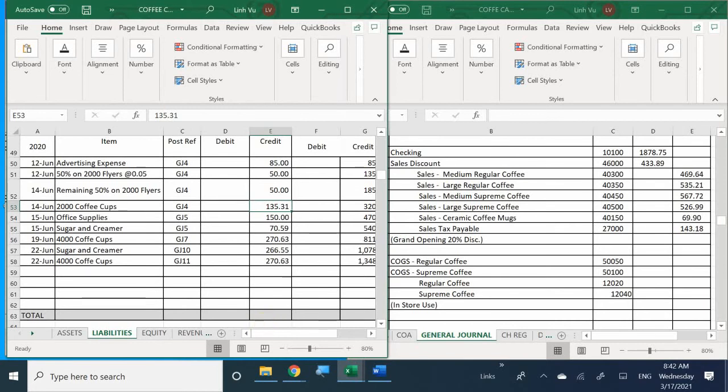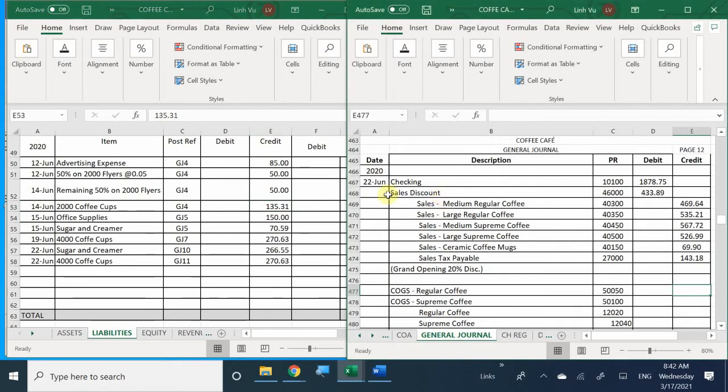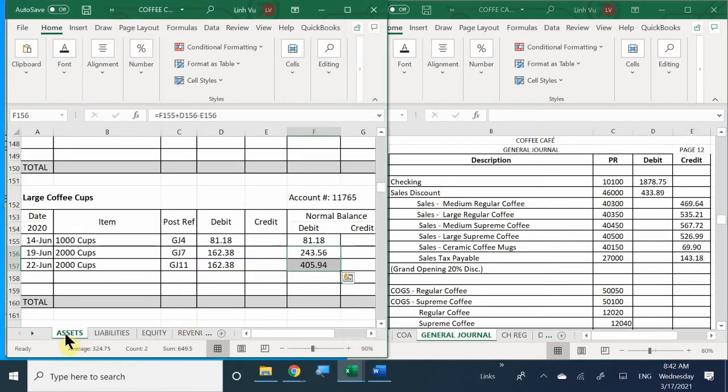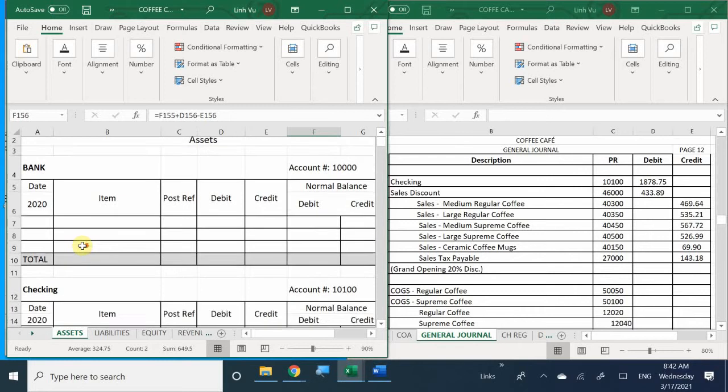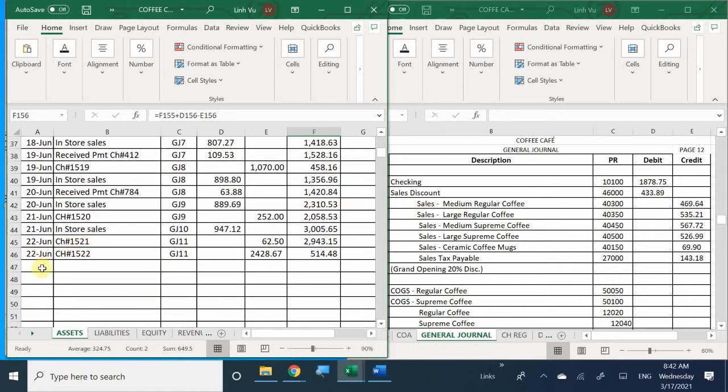So first we have here is our checking. How much do we get for these in-store sales? 1878.75. So how much is our balance total? 2339.23. Yes. Lots of threes.